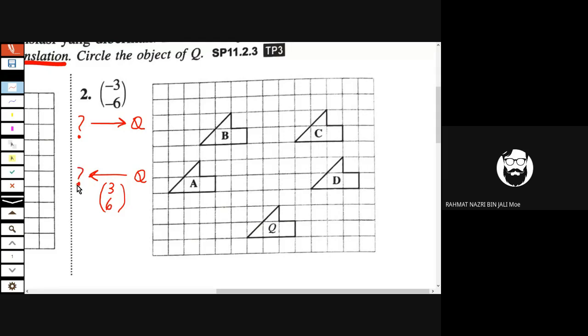Finally, we will find it. Let me start from this point at Q with +3. 1, 2, 3 to the right, and then 6 boxes above. 1, 2, 3, 4, 5, and 6. So lastly, the answer is C.